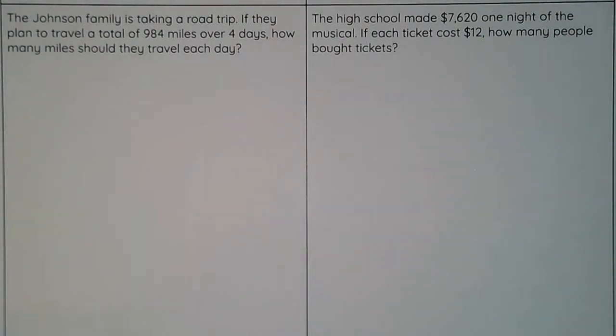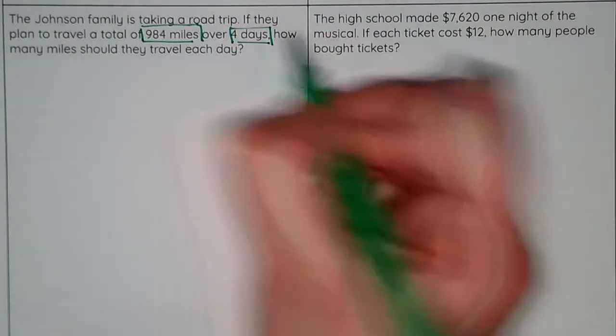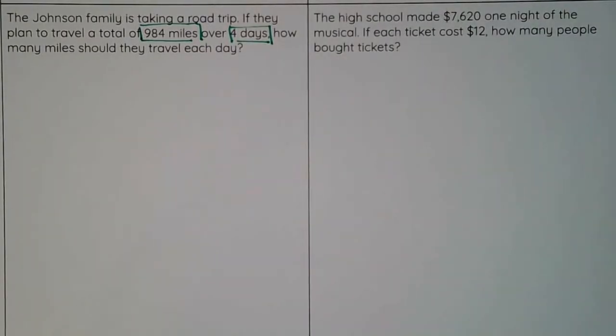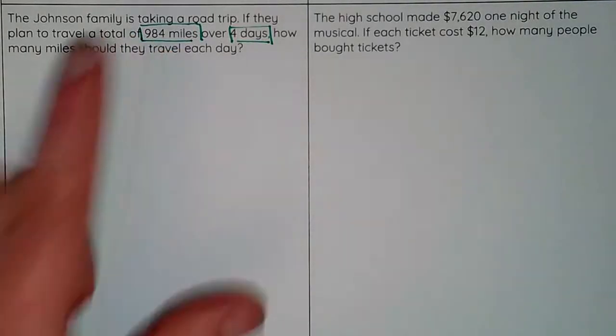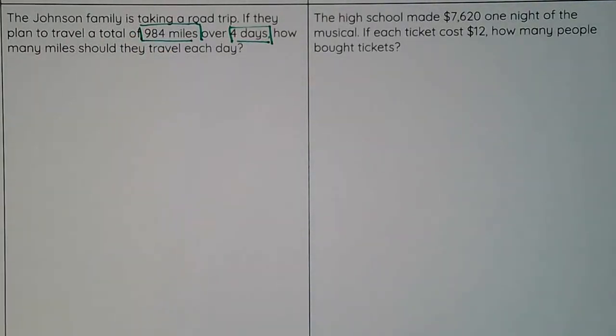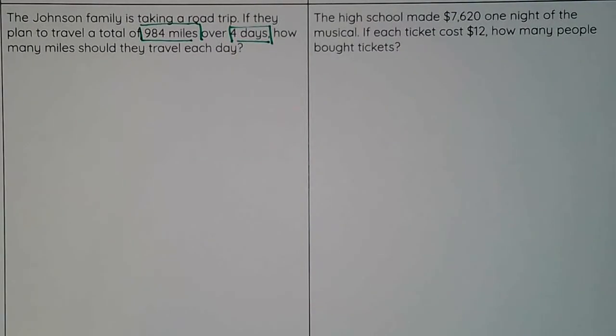It says that the Johnson family is taking a road trip. If they plan to travel a total of 984 miles over 4 days, how many miles should they travel each day? So the question that we need to ask ourselves is, we've got these two numbers here, 984 miles and 4 days. Which one am I splitting? Am I splitting apart those 984 miles, or am I splitting apart my 4 days?